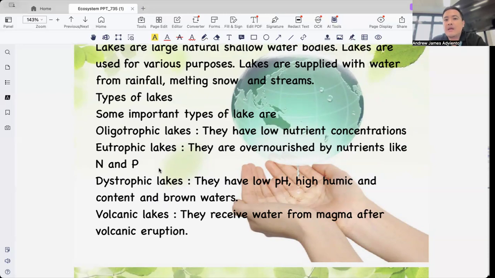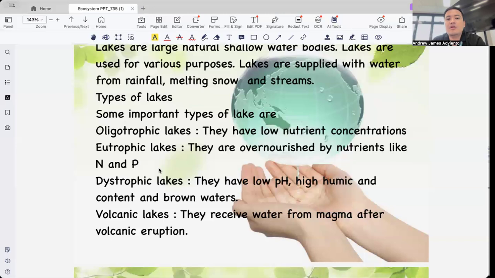The other kind of lake is what we call a eutrophic lake, which is a contrast of the oligotrophic lake. This kind of lake is rich in nutrients like nitrogen and phosphorus. This supports abundant plant and algae growth, but may lead to oxygen depletion at lower depths, affecting fish life.